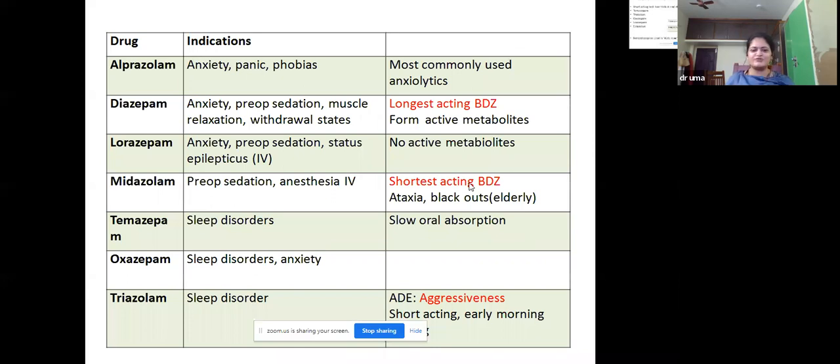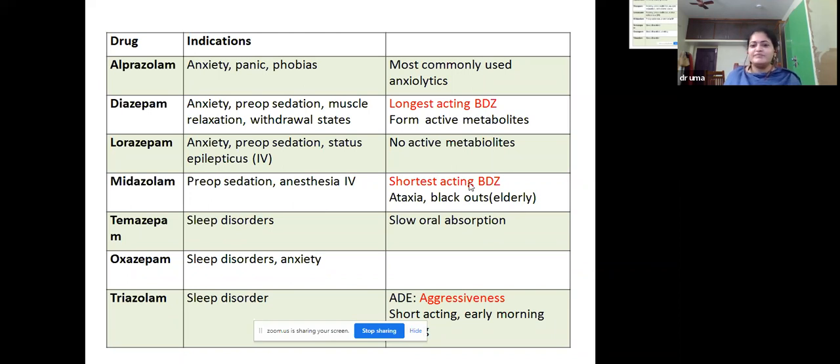So these are the uses of benzodiazepines. For any acute attack of panic attacks or phobias, benzodiazepines are the drug of choice. They are used in anxiety, pre-op sedation, status epilepticus, and as sedative and hypnotic. Among these, alprazolam is the most commonly used anxiolytic. Diazepam is the longest acting drug. Midazolam is the shortest acting benzodiazepine.